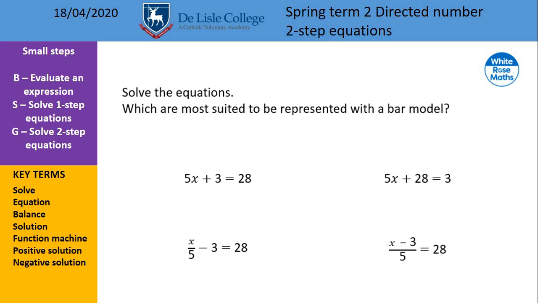On the bottom left, remember again that we want to get the x on its own, so the first thing we would do is deal with the negative, the minus 3. So we'd add 3 to get rid of that, to balance it to both sides. So x divided by 5 equals 31. Then because it's x divided by 5, we need to multiply by 5 to both sides. So 31 times 5 is 155, so x equals 155.